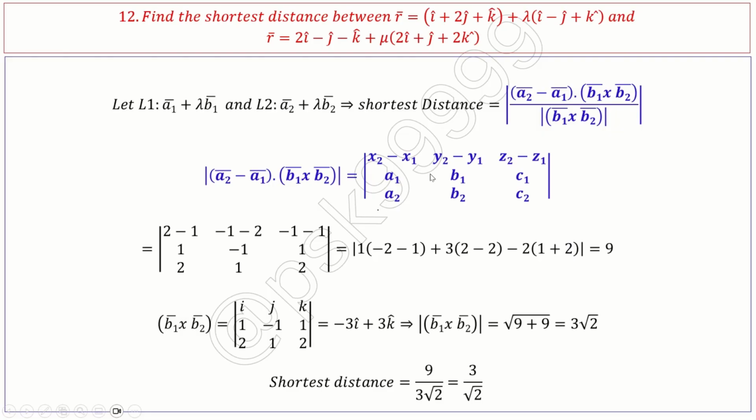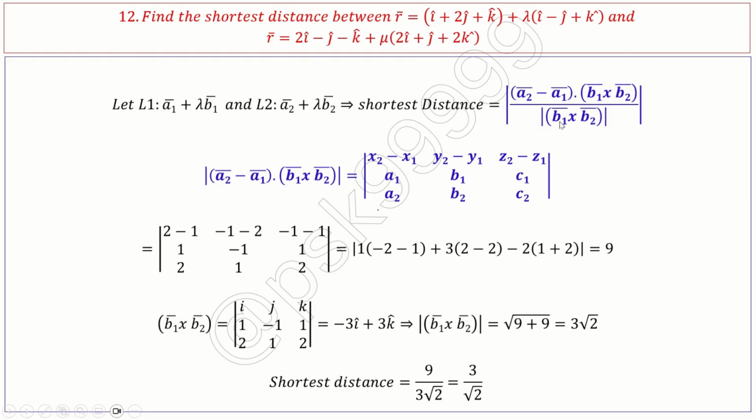Here x2 minus x1 is nothing but you take these two, 2 minus 1. y2 minus y1 is minus 1 minus 2. z2 minus z1 is, sorry, minus 1 minus 1. This is my first row. The second row comes directly from here, which is 1, minus 1, 1. And the third row comes from b2, which is 2, 1, 2. Now if you find the value of this determinant, it is nothing but 9.